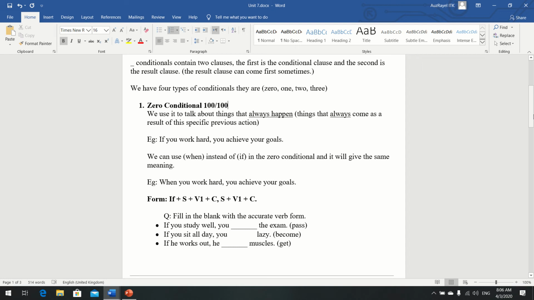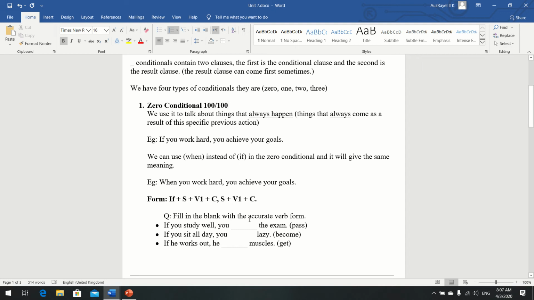So the form of the zero conditional is if plus subject plus verb 1, which is the first clause of the sentence, and it's actually a simple present. And the second part is subject, verb 1, complement. So we can say if simple present, comma simple present.